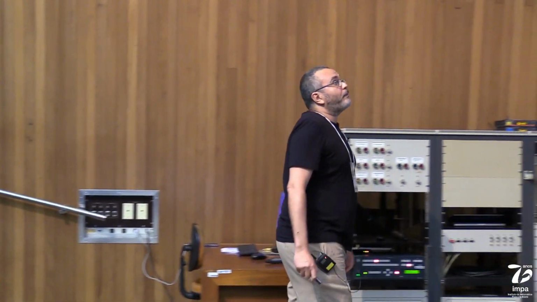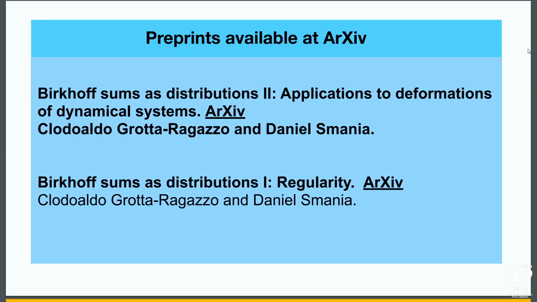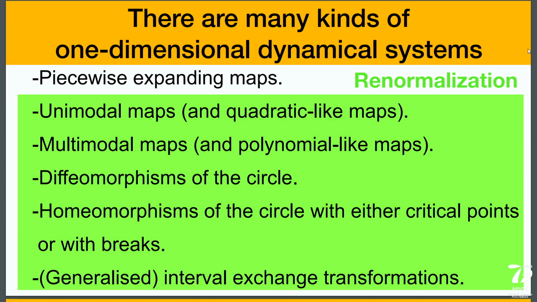The content of most of this talk is in these two preprints that you can find on the arXiv. So there are many kinds of one-dimensional dynamical systems, especially real one-dimensional dynamical systems. You have piecewise expanding maps, unimodal maps, multimodal maps, diffeomorphisms of the circle. We heard about this in Misha Jakobson's talk. Homeomorphisms of the circle with breakpoints. And now a very hot topic, interval exchange transformations and generalized interval exchange transformations.